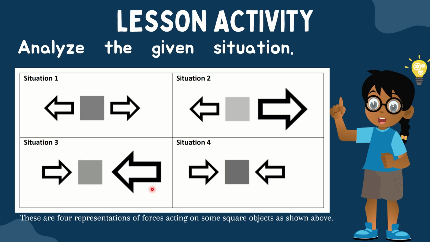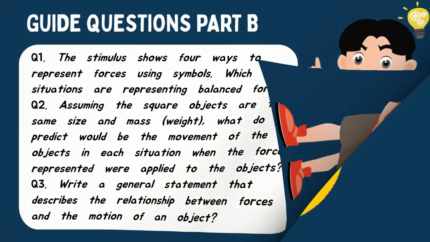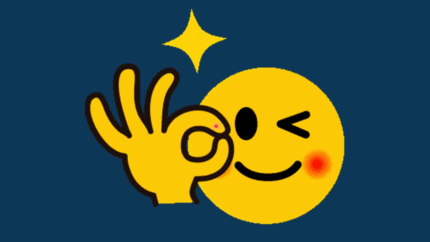Therefore, it will move to the left. Next, question number 3. Write a general statement that describes the relationship between forces and the motion of an object. We can say, class, if the forces acting on an object are balanced, the object will not move. Why? Because there is no net force. On the other hand, if the forces acting on an object are unbalanced, the object will move because there is a net force. Good job, class, for answering our guide questions activity.